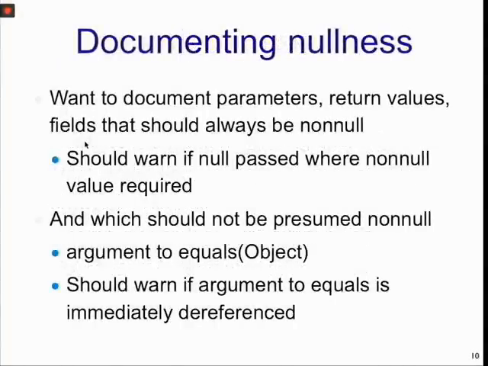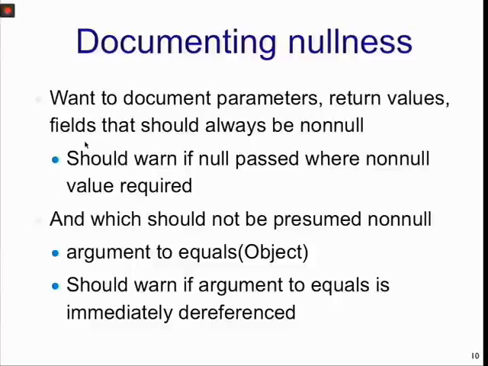And so what do we want to do? We want to document parameters, return values, and fields that should always be non-null. And then if you've declared a method parameter as non-null, then if you see code that could pass a null value to that parameter, you want to generate a warning.